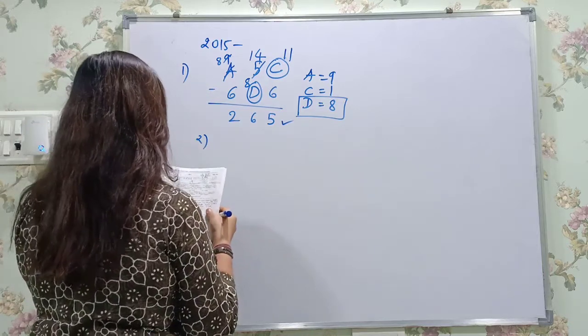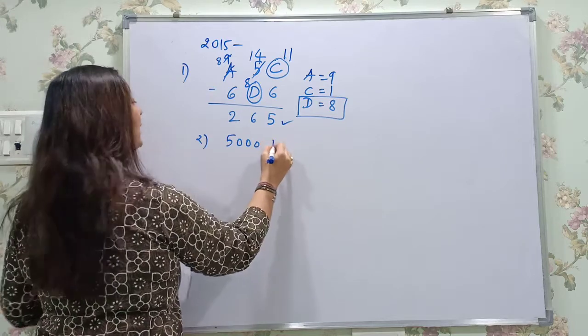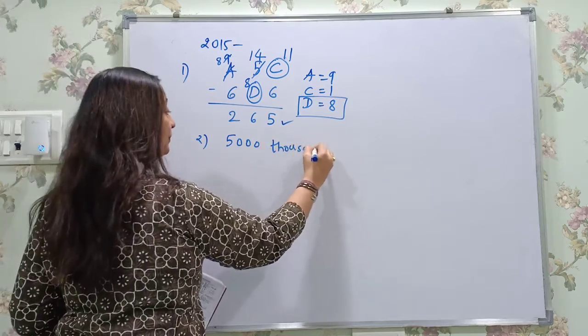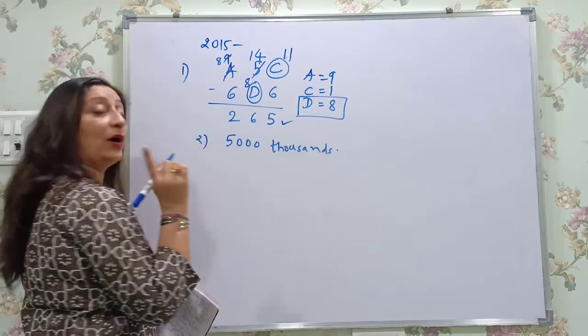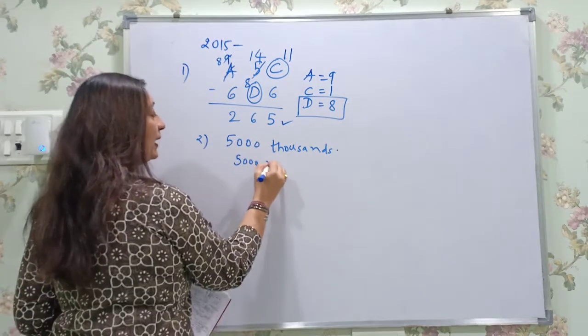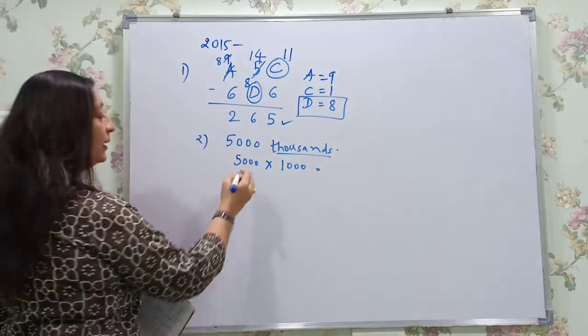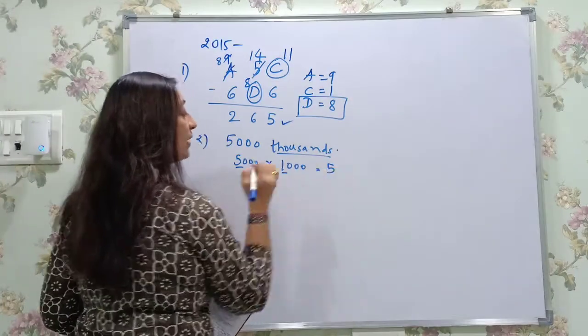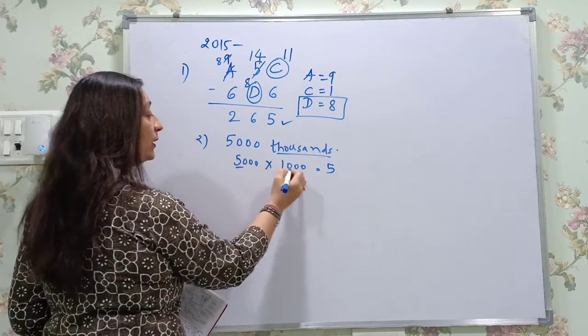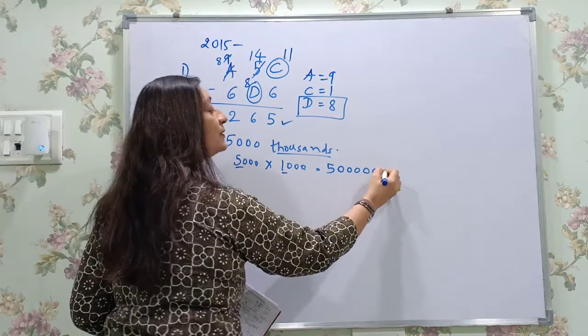Sum number 2. Which of the following is same as 5,000 thousands? Now how have I taught you this, kids? 5,000 multiplied by thousands. Now 5 ones is 5. How many zeros? 1 2 3 4 5 6.